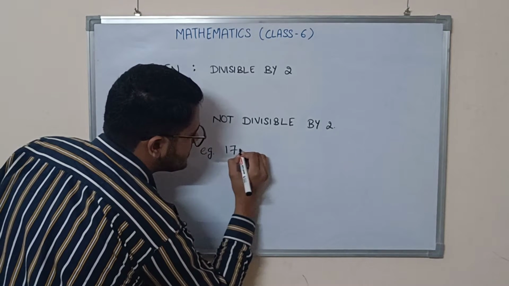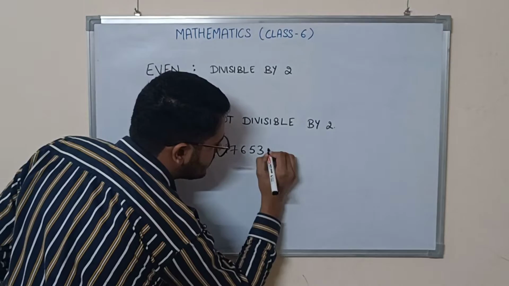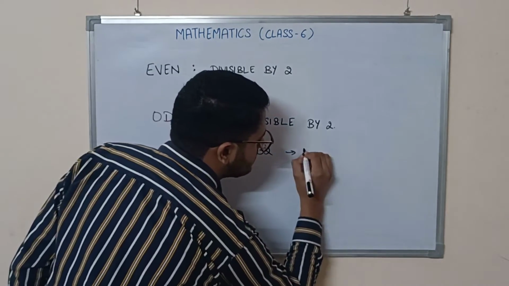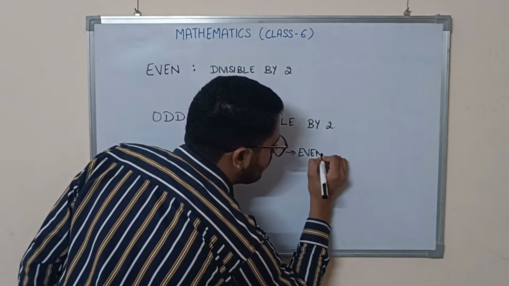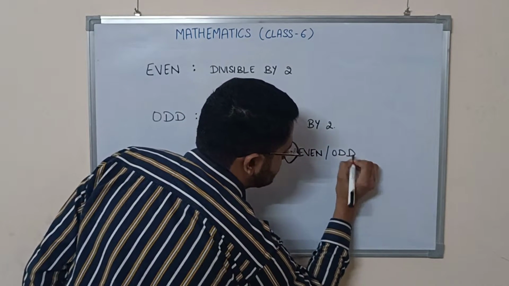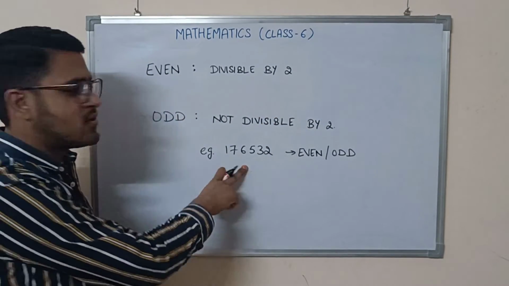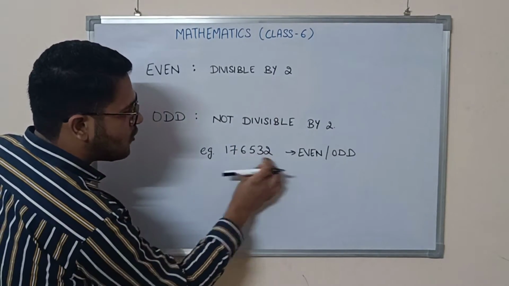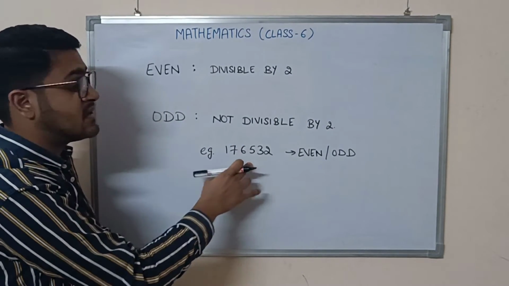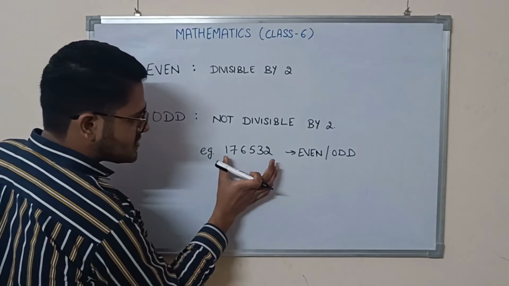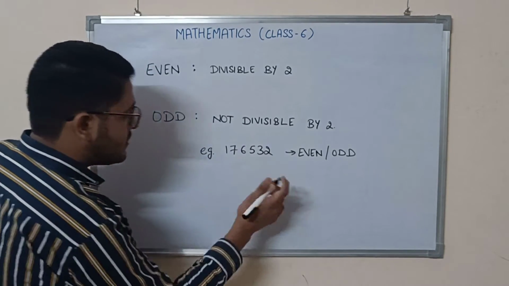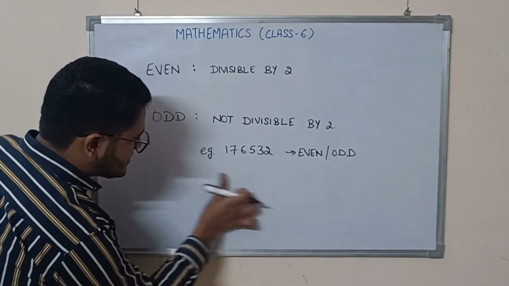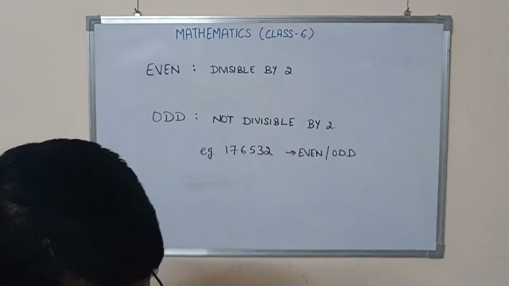So now let's take an example. Let's say 176532. Tell me whether it's an even number or an odd number. In order to find out whether a number is even or odd, the definition says that if the number is divisible by 2, then it is an even number, right? For this big number, dividing it by 2 will take much time, right? So let's discuss one shortcut.